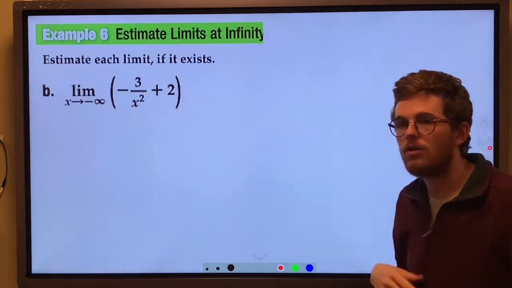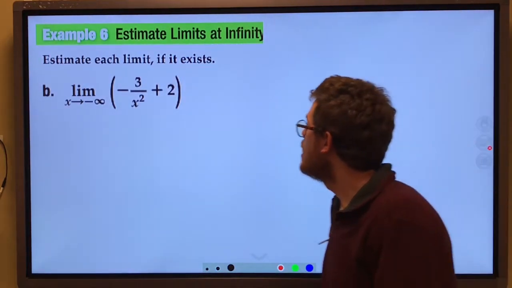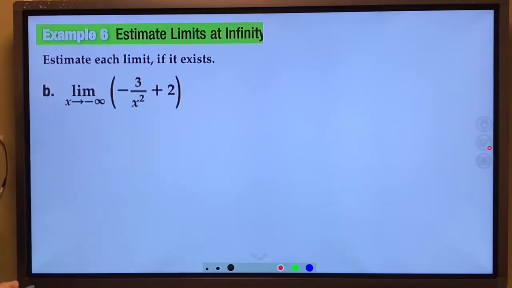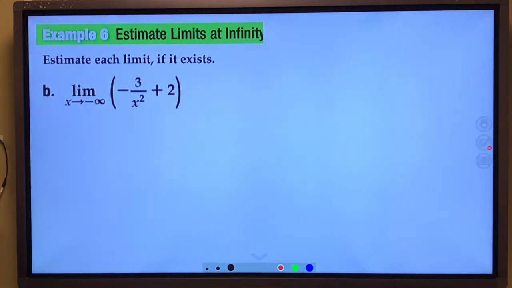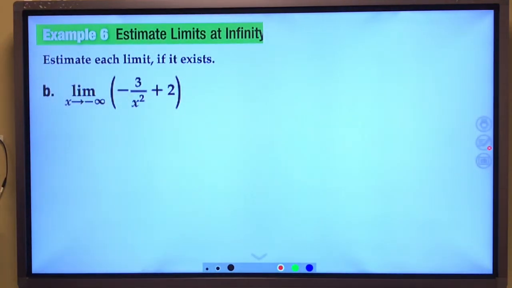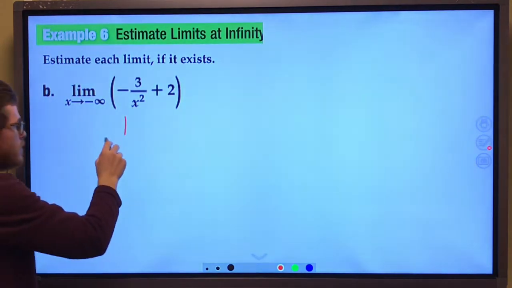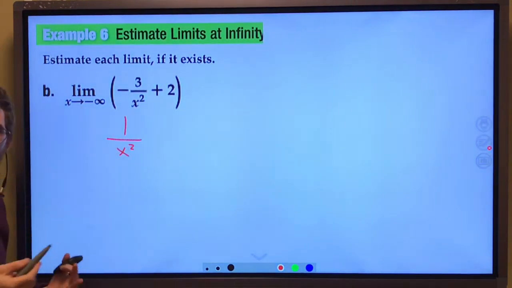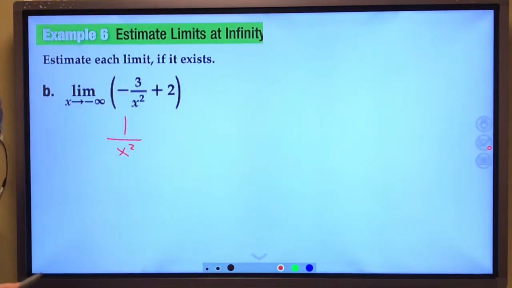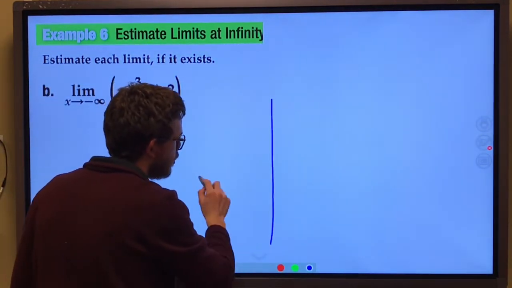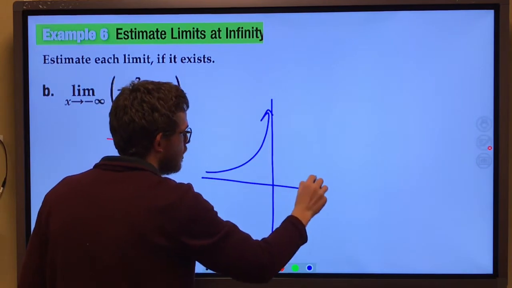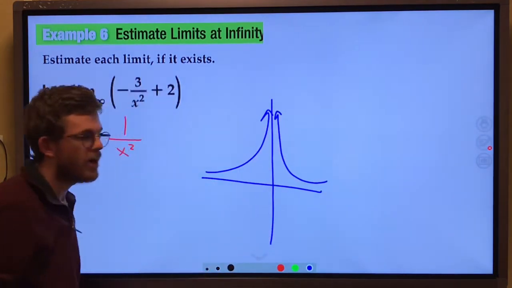Here, this one looks a little bit more daunting to us. We have x going to negative infinity first of all, and we've got negative 3 over x squared plus 2. Well, hopefully we have some familiarity with the 1 over x squared function. We know that in general this thing looks kind of like a volcano. On our graph it looks like this. There's 1 over x squared.